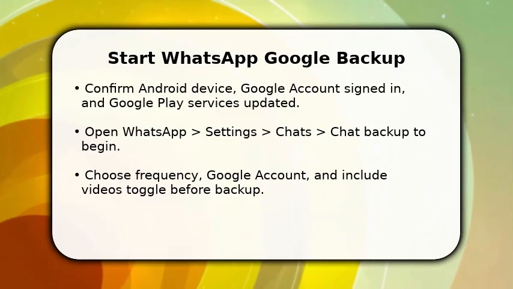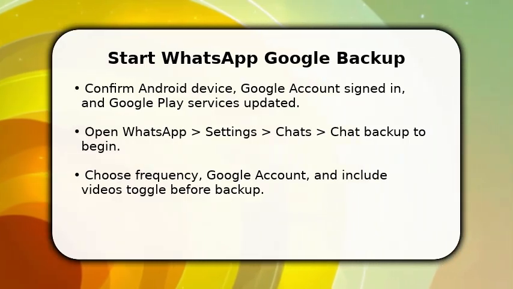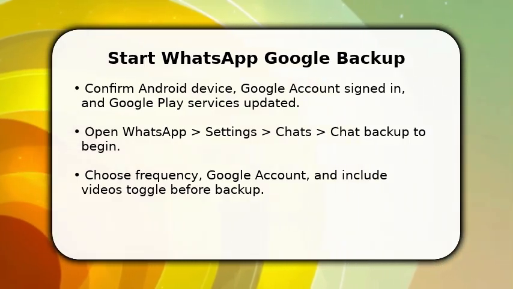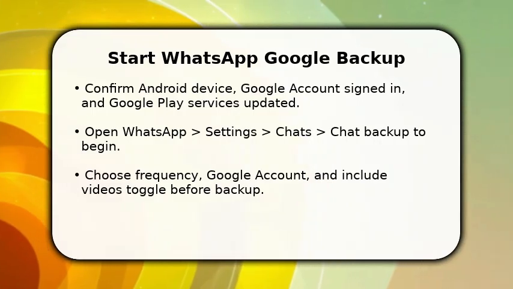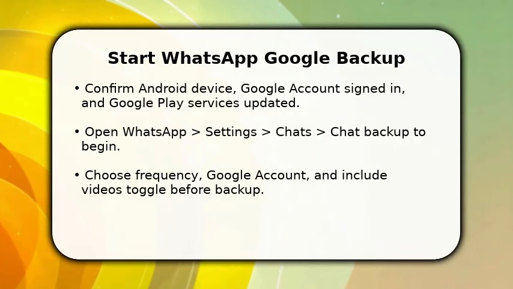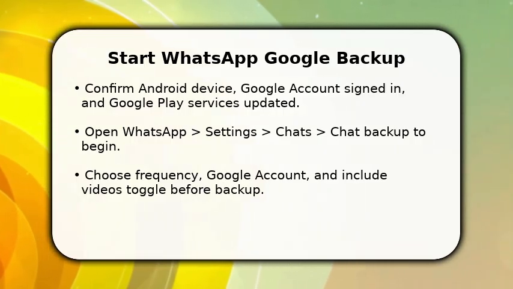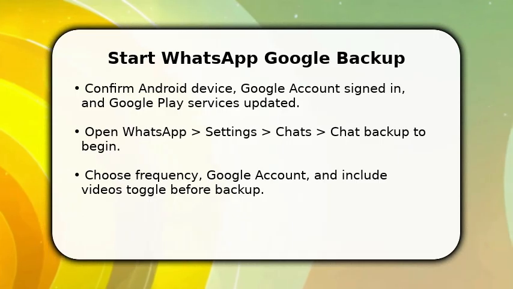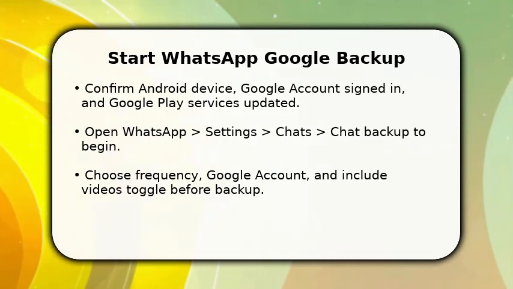You'll begin by verifying essentials and initiating the first backup. Make sure your Android phone is signed into the Google account you want to use. This links WhatsApp to Drive. Once done, open WhatsApp, tap Settings, then Chats and Chat Backup. This is where you control the whole process.